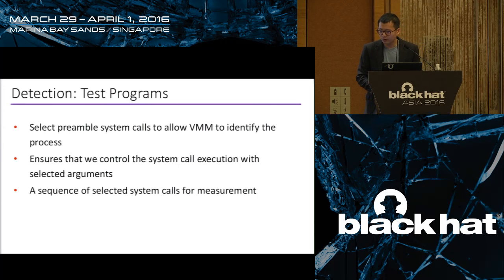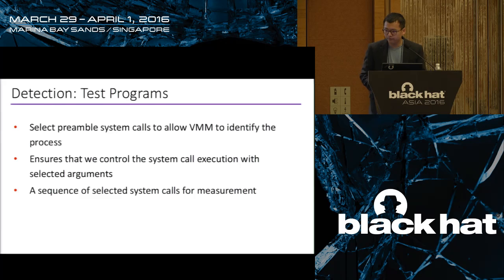Now I'm going to talk about how we create a test program. First of all, once the VMM launches the test program, it needs to know that it is the test program that is triggering the syscall. So one criterion in building a test program is that initially it has a preamble of syscalls that we choose. The host kernel monitors those syscall sequences and knows that this process is the test program.